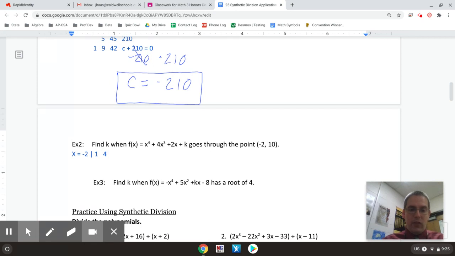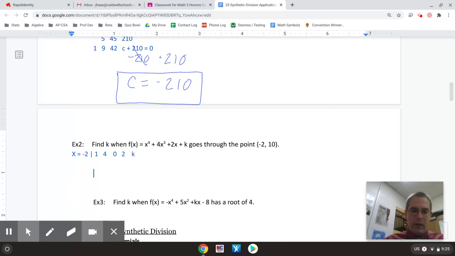So my coefficients are 1 for x to the 4th, 4 for x cubed. Don't forget to fill in the 0 because there are no x squareds, 2 for the x's, and then k for my plain number. Now I'm going to bring down my 1, and then I'm going to multiply that by -2. That is -2, add is 2, multiply again is -4, add is -4, multiply again is 8, add is 10, multiply again is -20, and add is k minus 20.